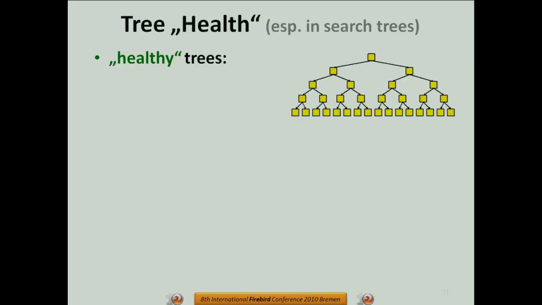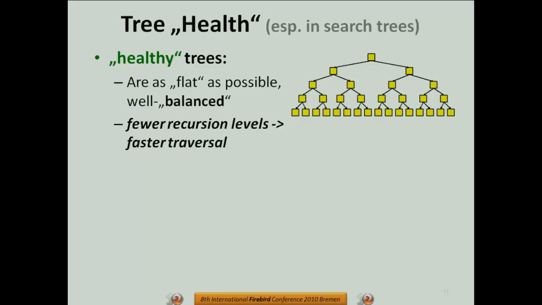You can have healthy trees looking like this. So they're nicely, evenly distributed and filled. They're as flat as possible, so we don't want height, because each step in level means a new recursive call, and recursive calls are always expensive. So the fewer recursion levels you have, the faster you can traverse that tree. And this one here is 31 nodes, but it's only 4 levels deep, so that's pretty good. Actually, for a search tree, that's optimum, the best you can have.